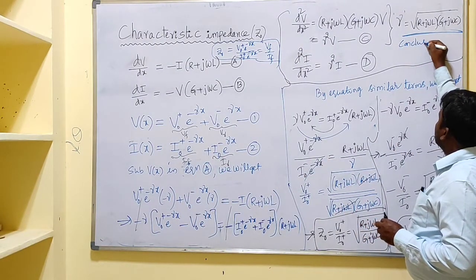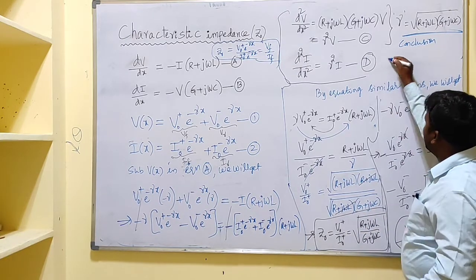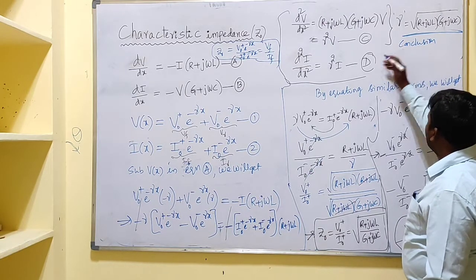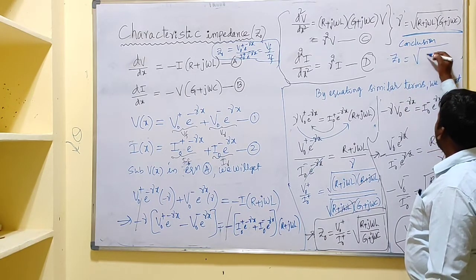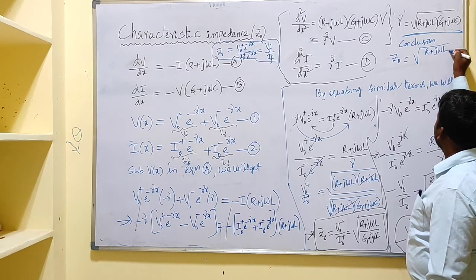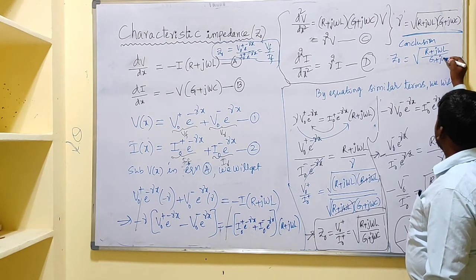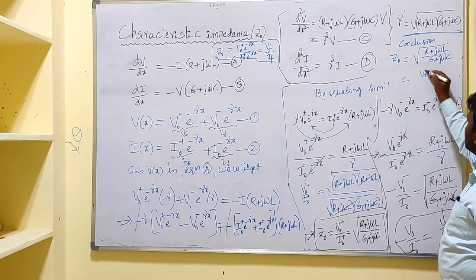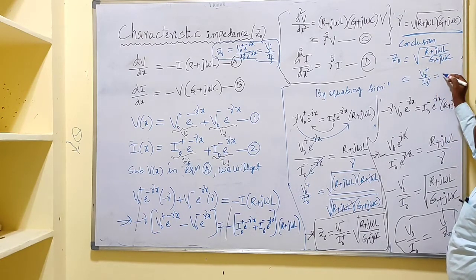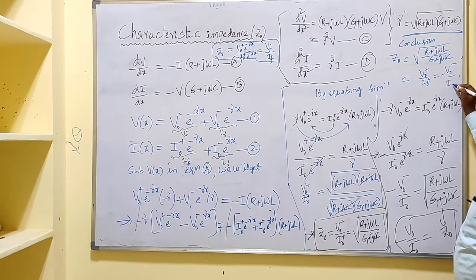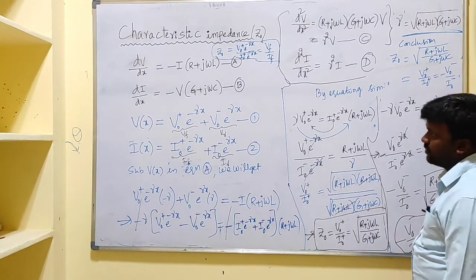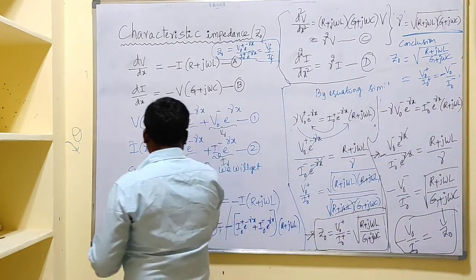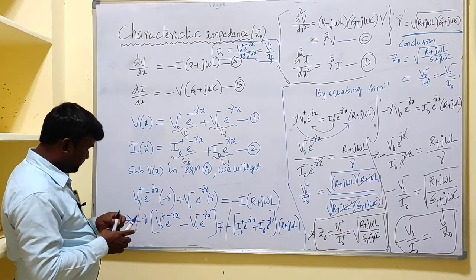So, conclusion, Z naught equal to what? We derived Z naught as under root r plus j omega L by g plus j omega c, which is equivalent to V naught plus by I naught plus, or else it equal to minus of V naught minus by I naught minus. For the reverse voltages, we need to take this negative sign. So that's why this equation can be written in terms of Z naught like this.